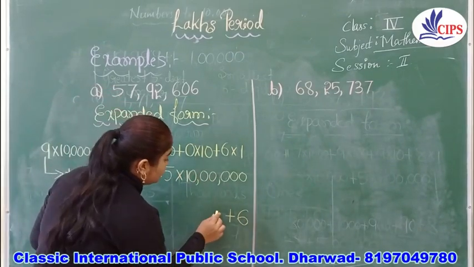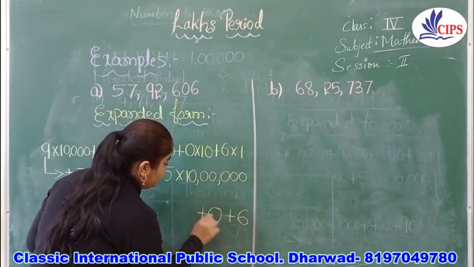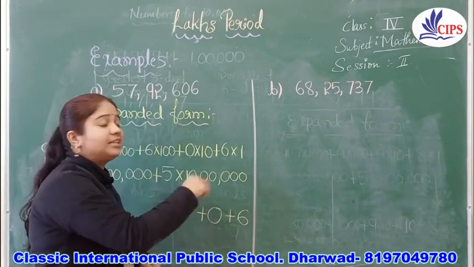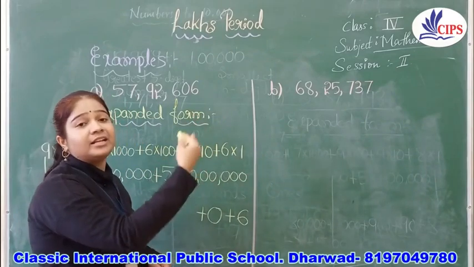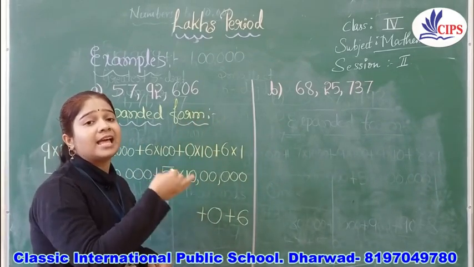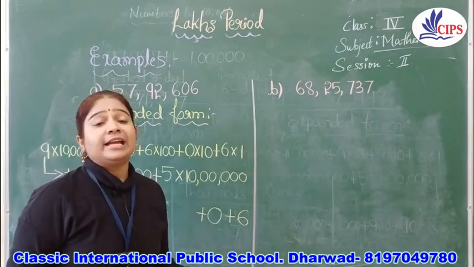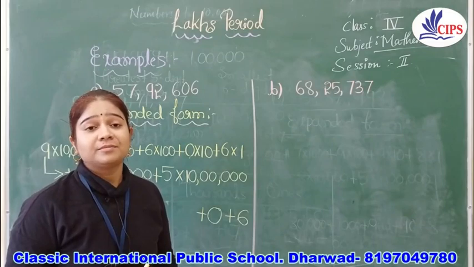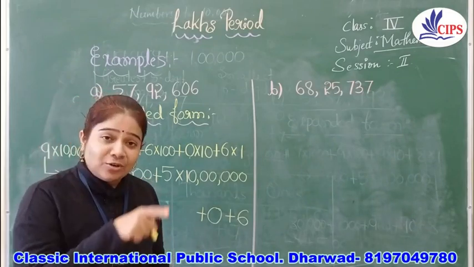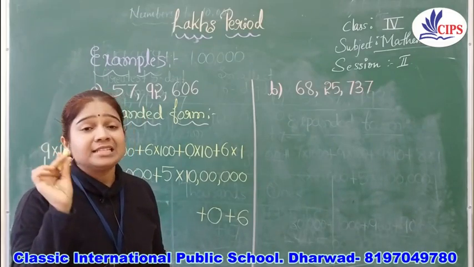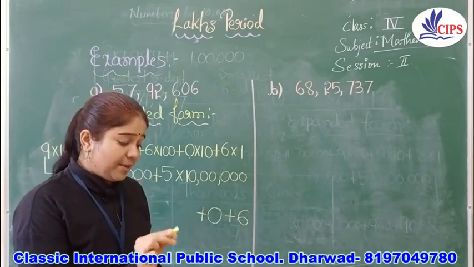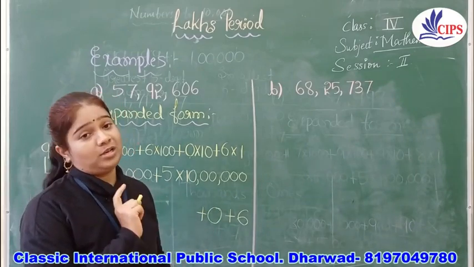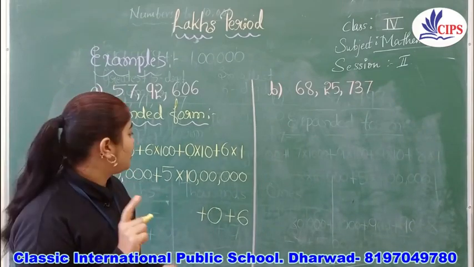So we'll write 0. Next, plus. Not only this, if you multiply 0 with any 10, 100, 1000, 10,000, lakh, 10 lakh, crore, again you will get the answer as 0 only. Always please keep in your mind that if you multiply any number with a 0, you are going to get 0 only. Okay. Please don't get confused about this.